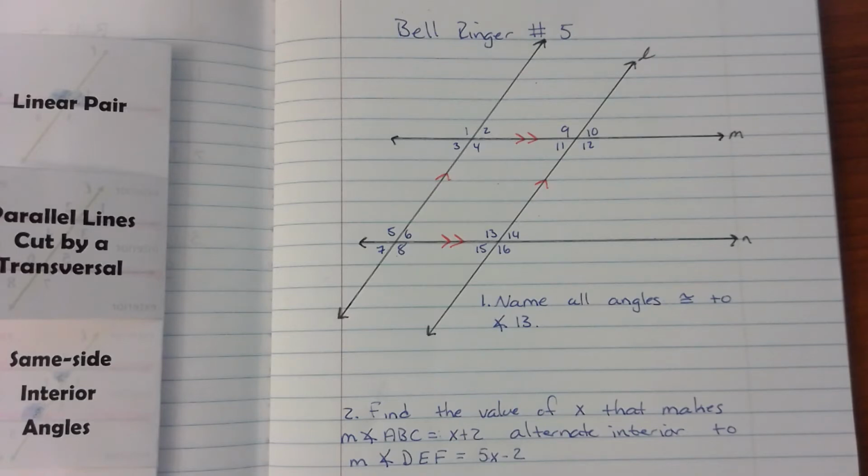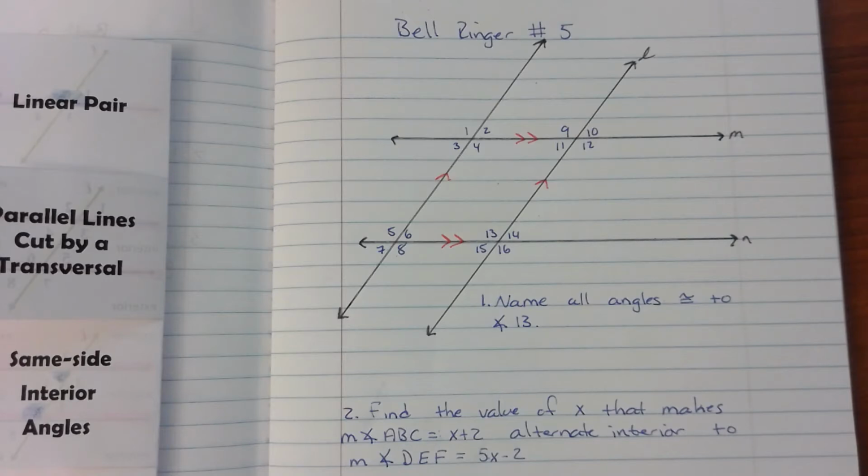Alternate interior. So what number do you want to work with? That we already know is congruent. Stay with alternate interior. Look at number 13. Good job. We know number 13 is the number, right? Look at that picture. Tell me an angle that is alternate interior to 13.